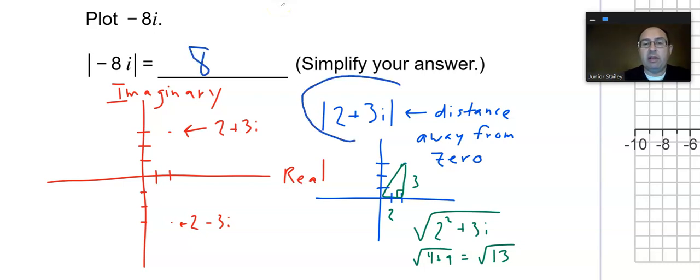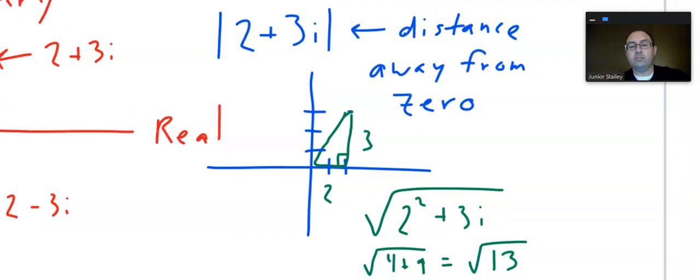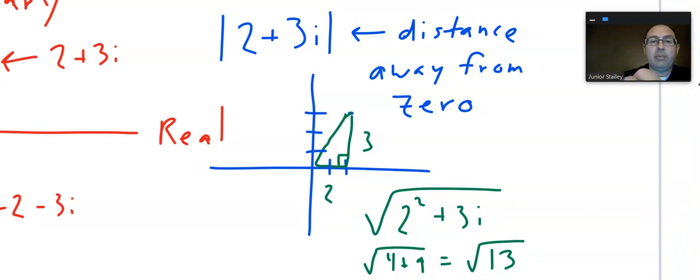Now, what if it was something like this? What if it was 2 plus 3i? Well, you know where that's at according to this other picture, right? It's that dot right there. It creates a right triangle, you know. 2 to the right, 3 up. So when you ask me for its absolute value, I have to use the good old Pythagorean Theorem.